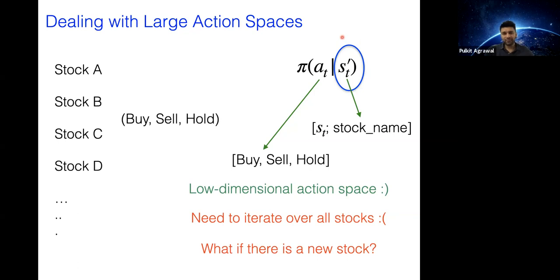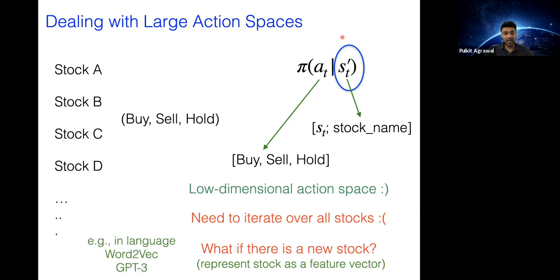If I have a new stock, one thing I can do is to represent the stock as a feature vector, and then use some embedding technique. For example, if I'm dealing with language, if I have newspaper articles which are a collection of words, we could use language embedding techniques such as word2vec, or even models like GPT-3 to embed the newspaper article into a constant size feature vector.